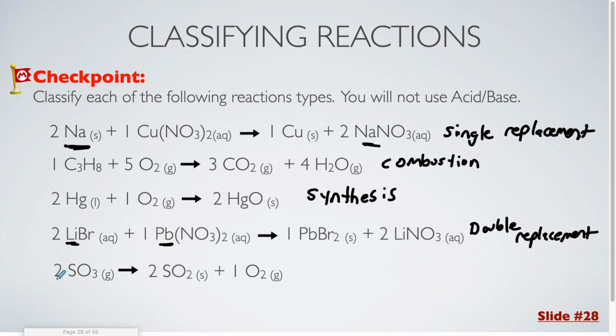In our last example, we have a single compound. It looks like it's breaking down into a smaller compound and then an element. So since I had one reactant and I made multiple products, this would be a decomposition.